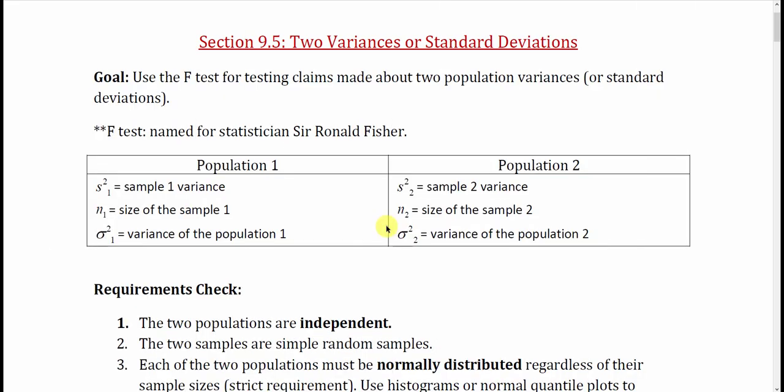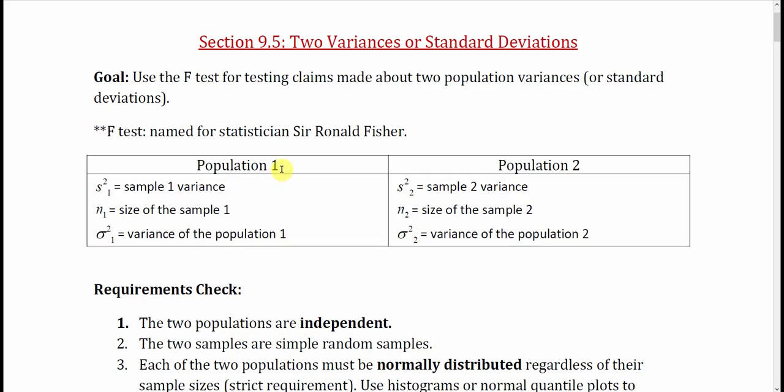Hi, in the last video we learned how to conduct hypothesis testing for two dependent sample means, and in this section we learn how to use Fisher's F-test for testing claims made about two population variances or standard deviations.